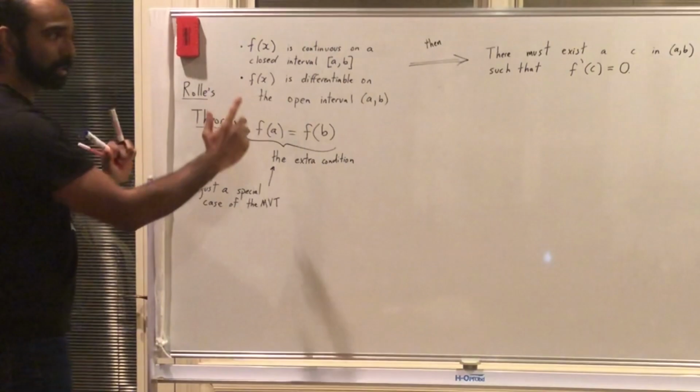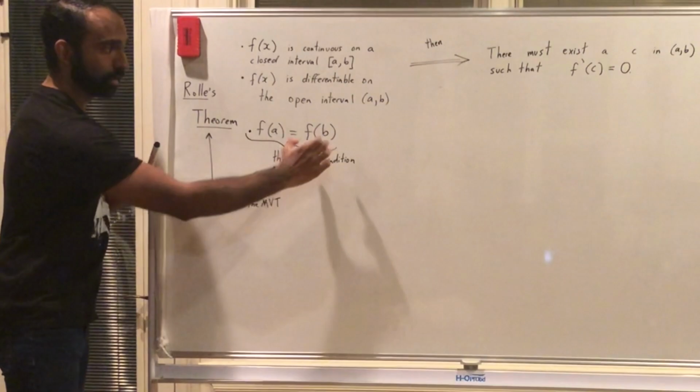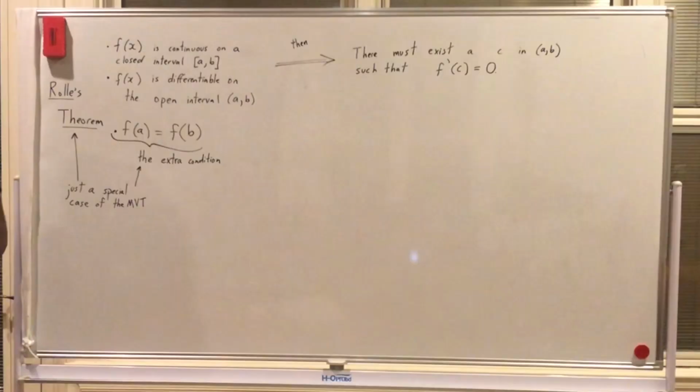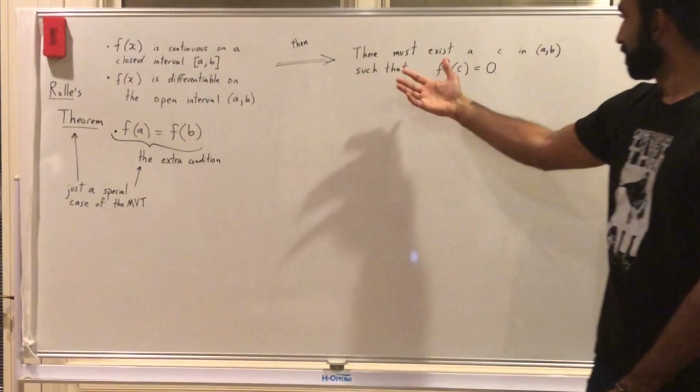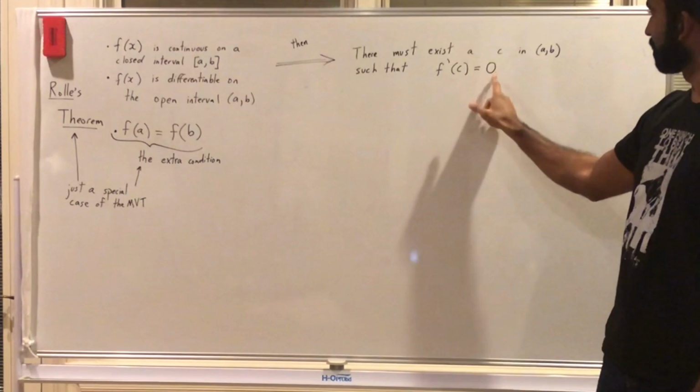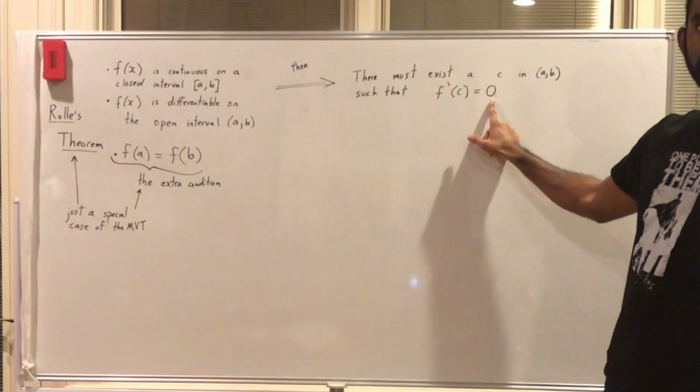The first two conditions are the same, but we're throwing on an additional condition where the two endpoints have to have the same vertical level. They have to have the same y value. So this is the extra part, the new part. If this is true, then there must exist a c in the open interval such that the derivative is zero. Does everyone see why that's true? But anyway, we'll look at a computation. We know from the mean value theorem.